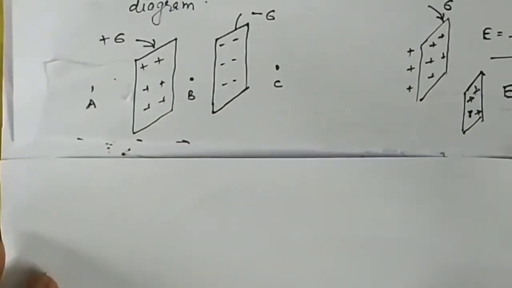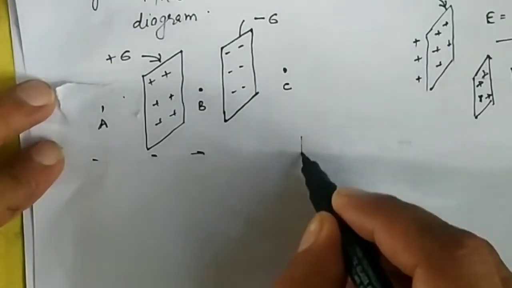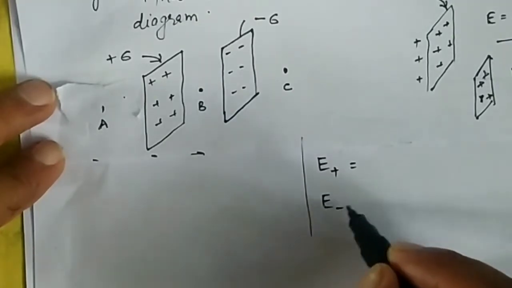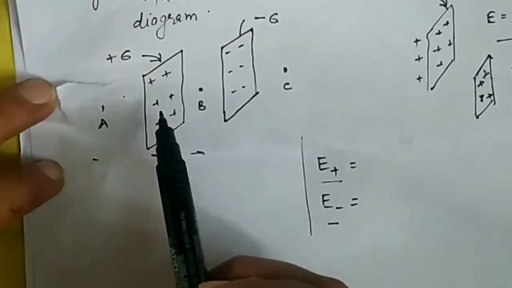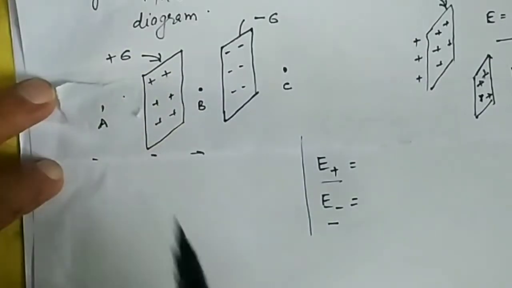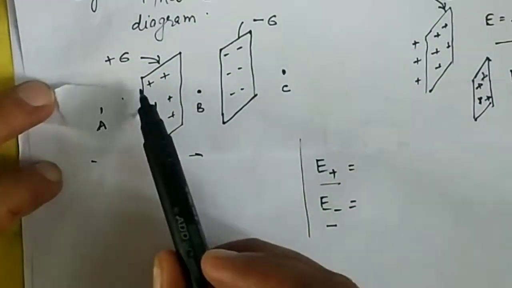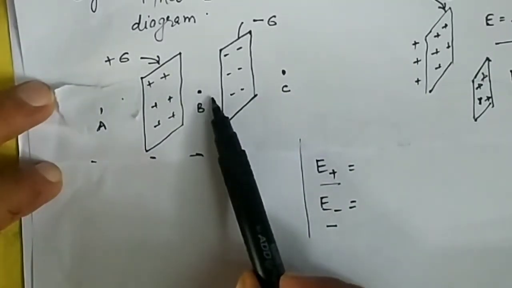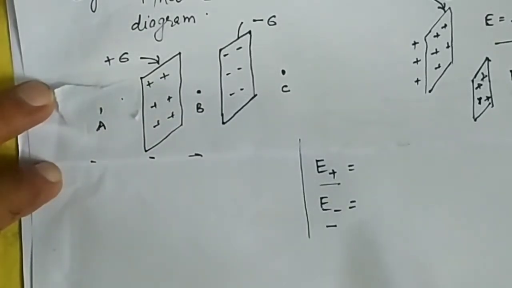Here we want to calculate the electric field at points A, B and C. Before calculating, let us mention the electric field due to the positive sheet and due to the negative sheet. Here the charge is distributed on the inside wall of the sheets, because of the force of attraction between the positive and negative charges. So the charge is placed on only one face of each sheet.